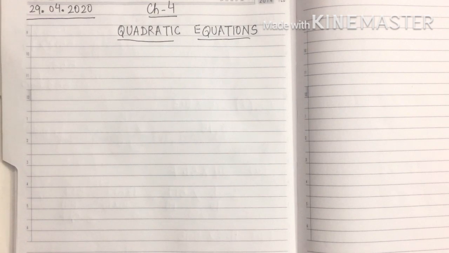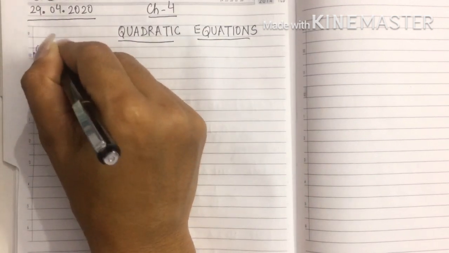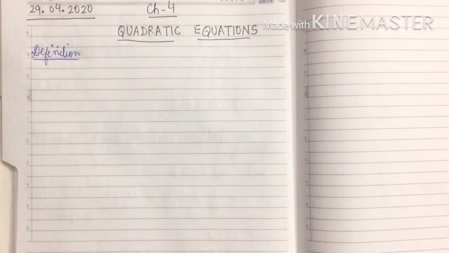Today we will start with chapter number 4 from your NCERT textbook. It's quadratic equations. And as the chapter's name suggests, we will be studying about quadratic equations in this chapter. Now, in your junior classes, you have studied about linear equations. So this year, we will be learning about quadratic equations in one variable. And before we start with questions, let's write down the definition. Definition for a quadratic equation.